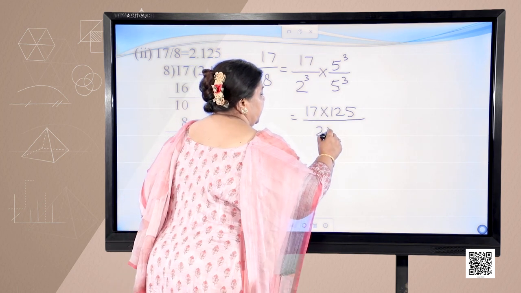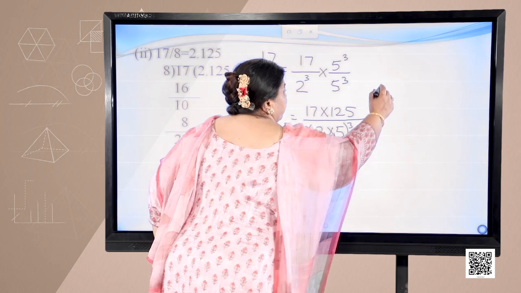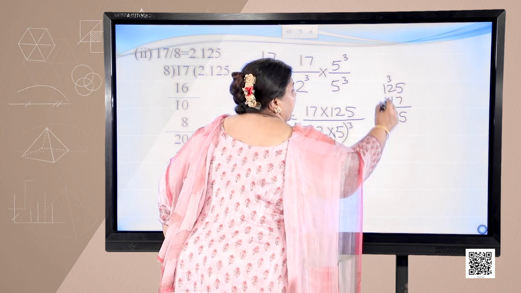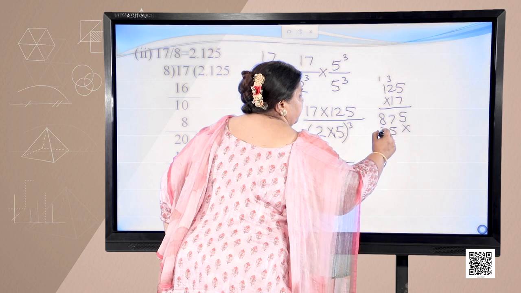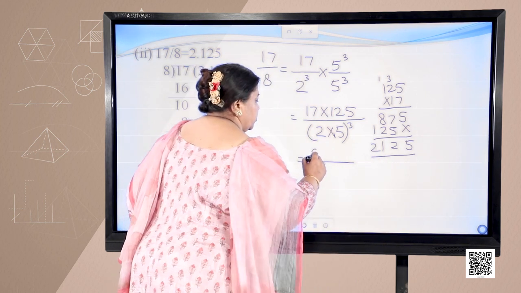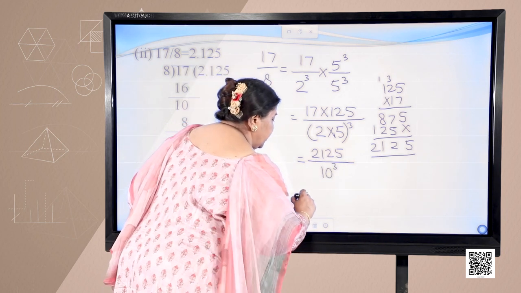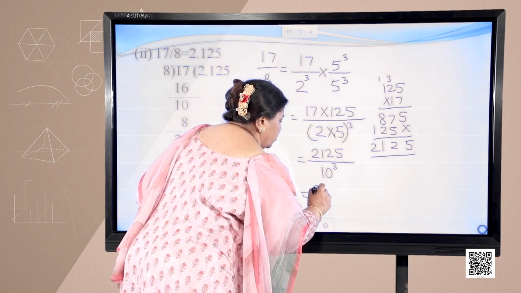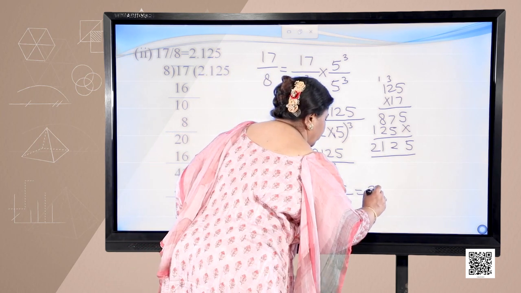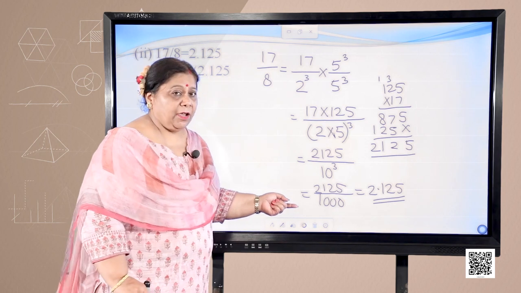And denominator is obviously 2 into 5 power 3, which can be written as 125, I will multiply by 17, it gives me 7 5s are 35 and 875. 5 to 1, I get, yes, 2125. So, 2125 upon 10 power 3, which can easily be written as 2125 divided by 1 followed by 3 zeros. Now, I can express this as 2.125. This is the decimal expansion of 17 upon 8. I hope it is clear.